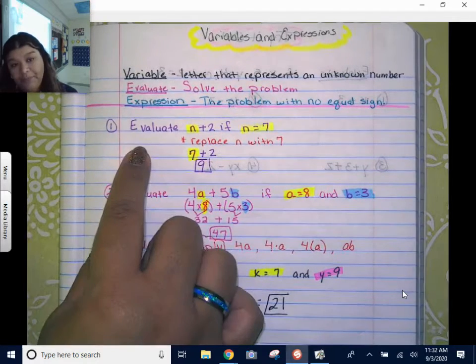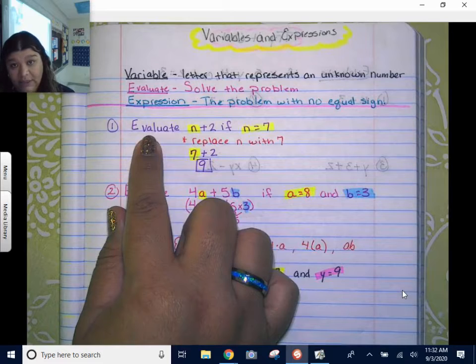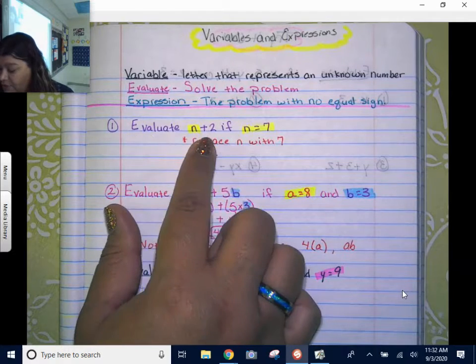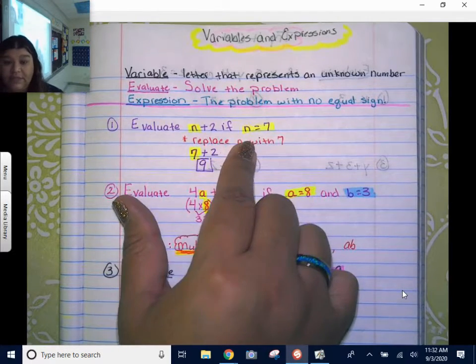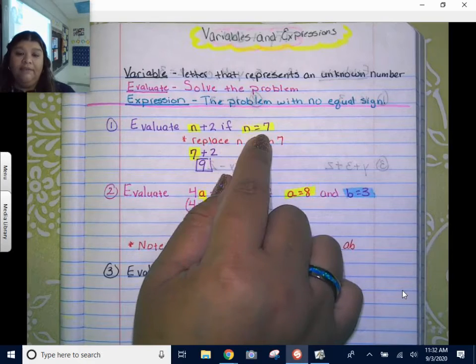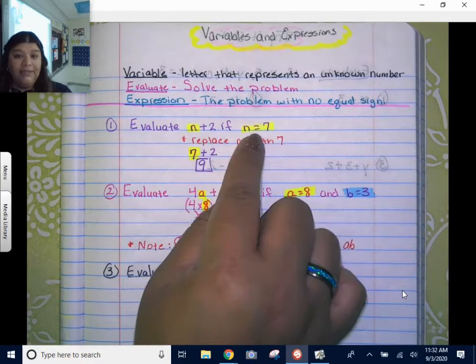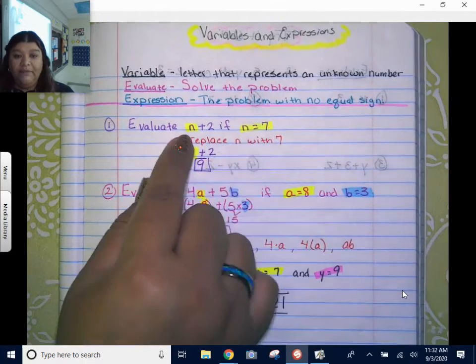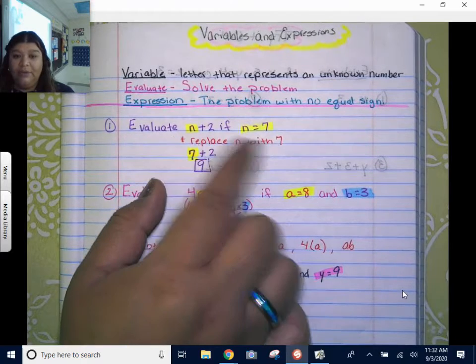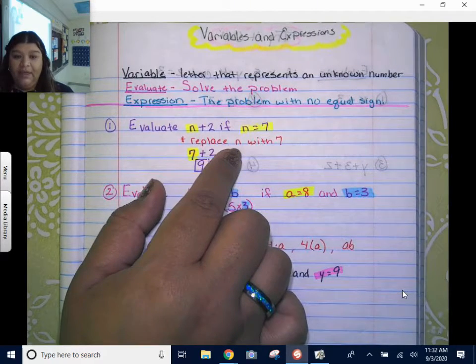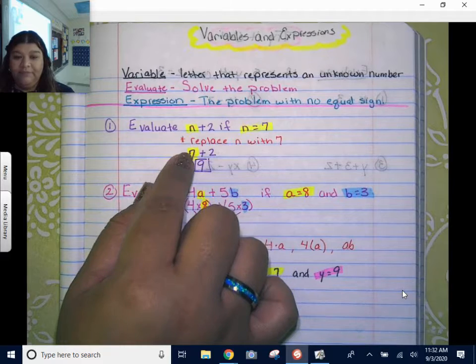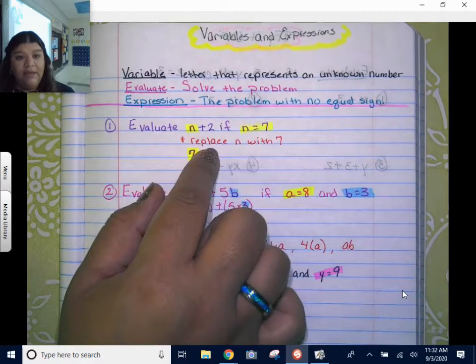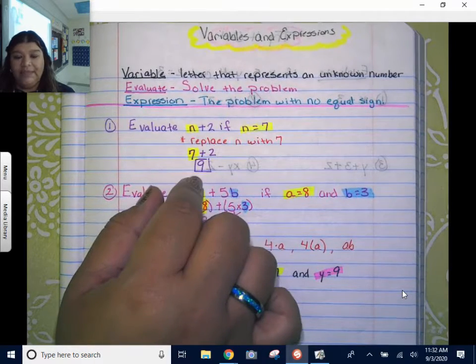Look at the first example. I want you to evaluate or solve n plus 2 if n equals 7. This is telling you right here the value of n. n is equal to 7. So wherever you see the letter n, you're going to replace it with a 7. I'm going to replace n with 7 and then bring everything else down. And so that gives you 7 plus 2 is 9.